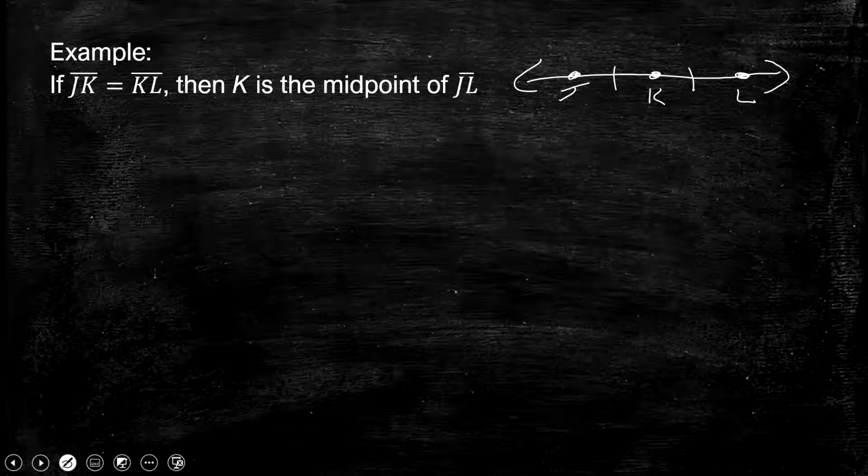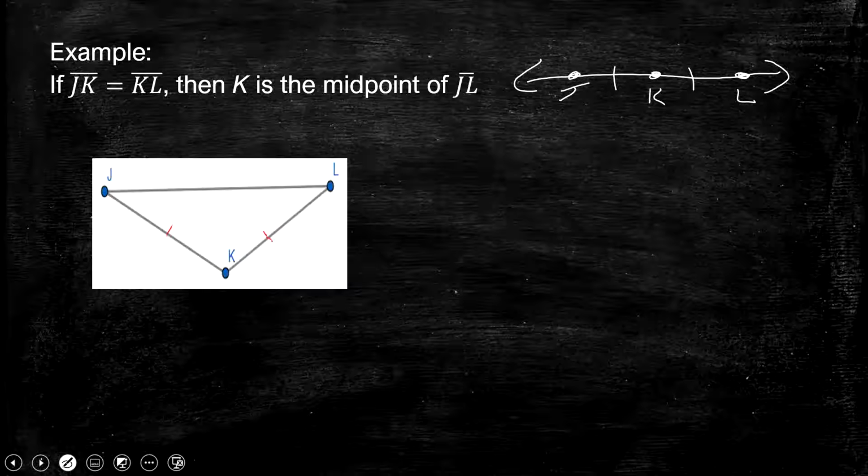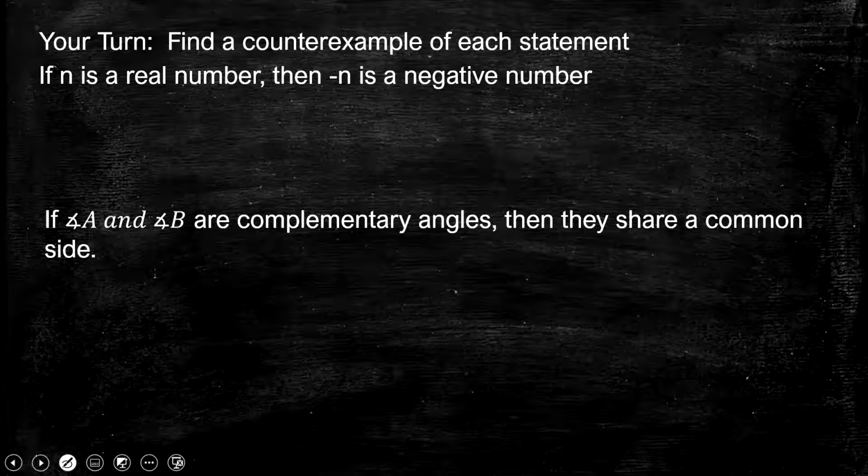To prove it's not true, we just need one example to prove that it's not true, and that's our picture here, where we have JK and KL are congruent because of the red hash marks, but line segment JL doesn't even have K in the middle, so now K is not the midpoint of JL, so our conjecture is false, and we can move on. We've proved it incorrect.